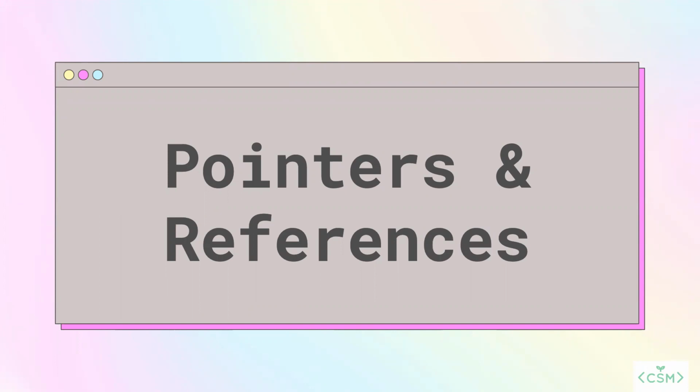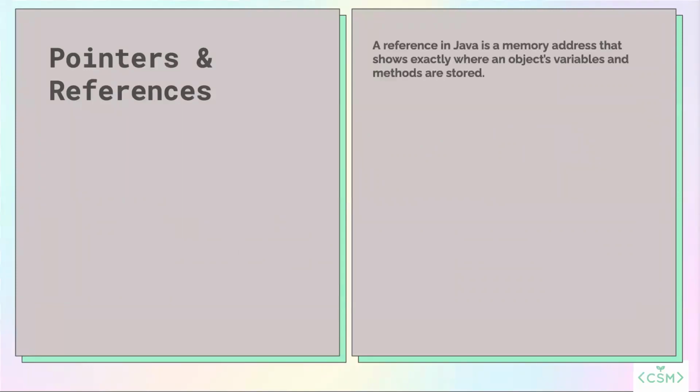So next, we're going to be looking at pointers and references. And what exactly is a pointer or reference? A reference in Java is essentially a memory address that shows exactly where an object's variables and methods are stored.